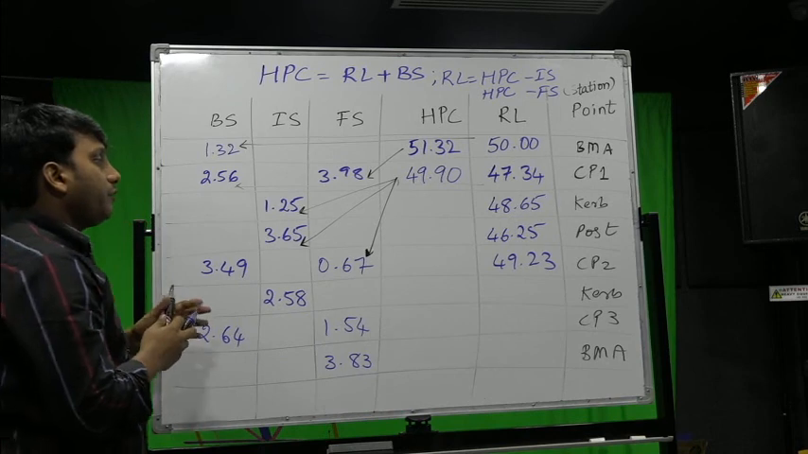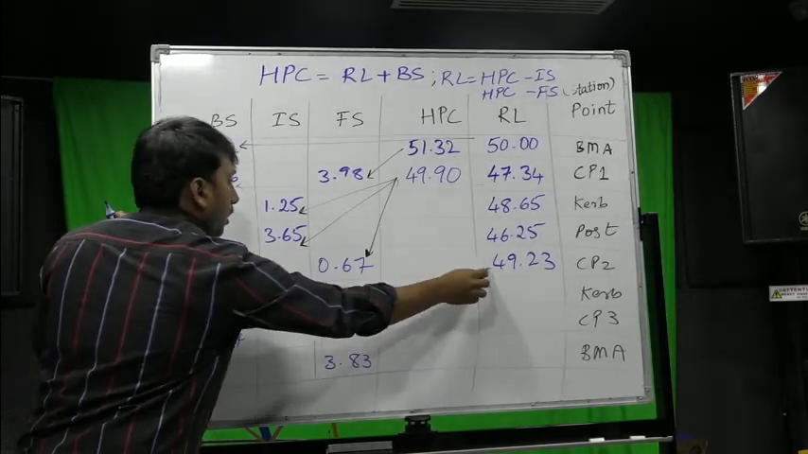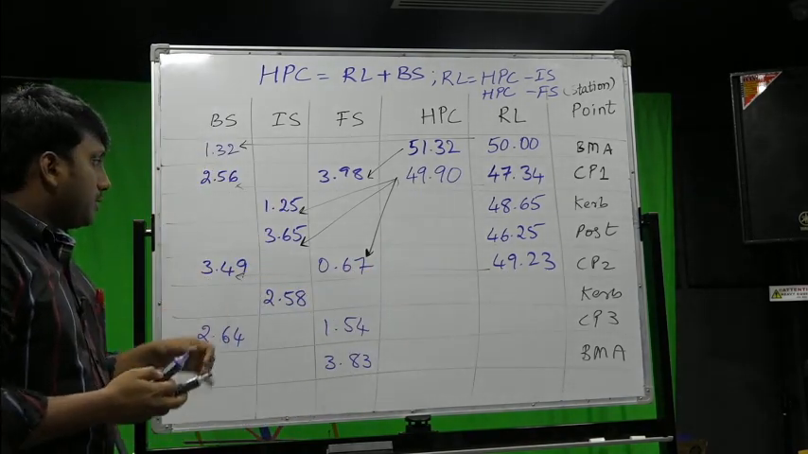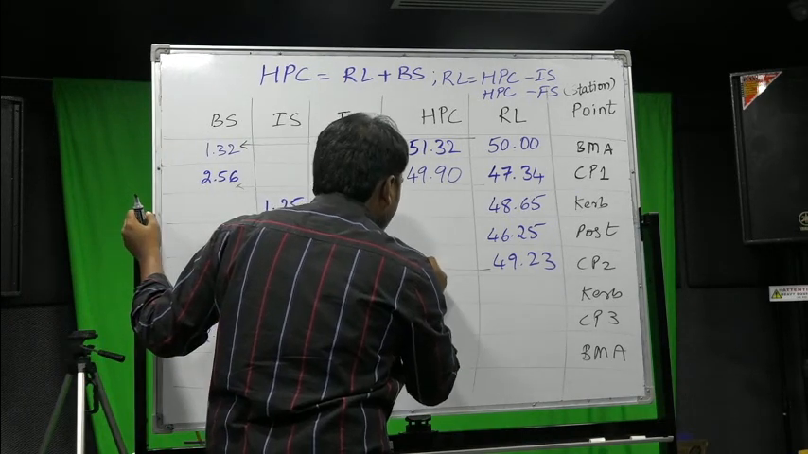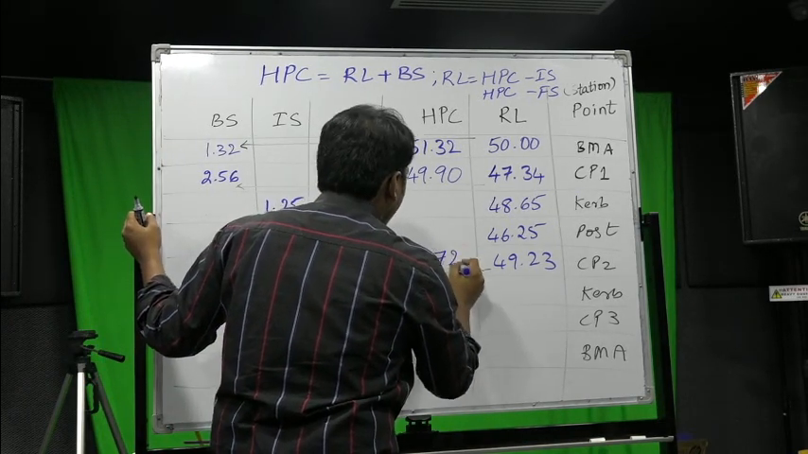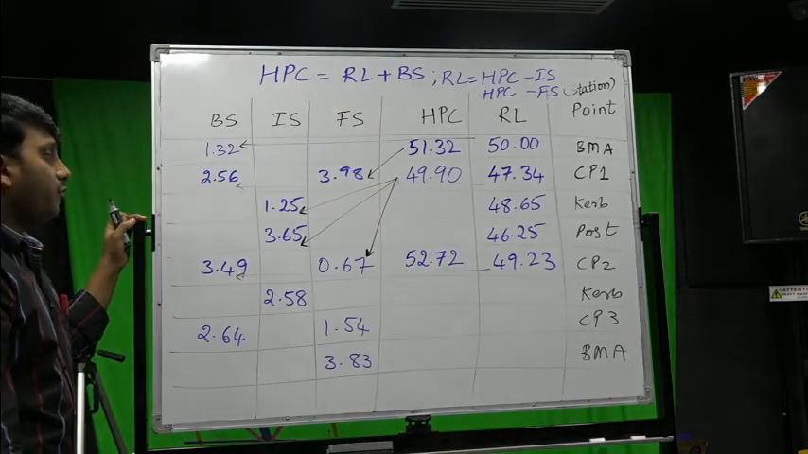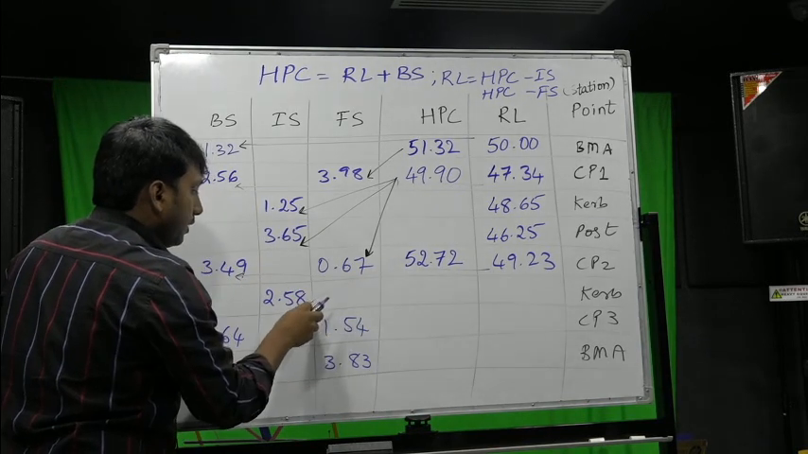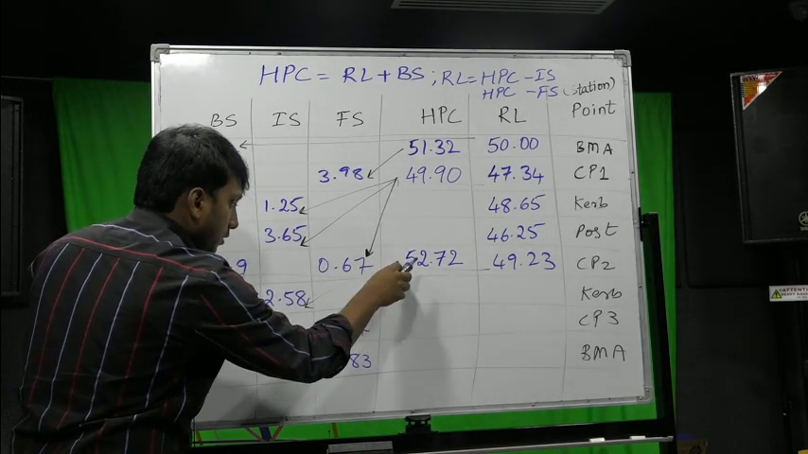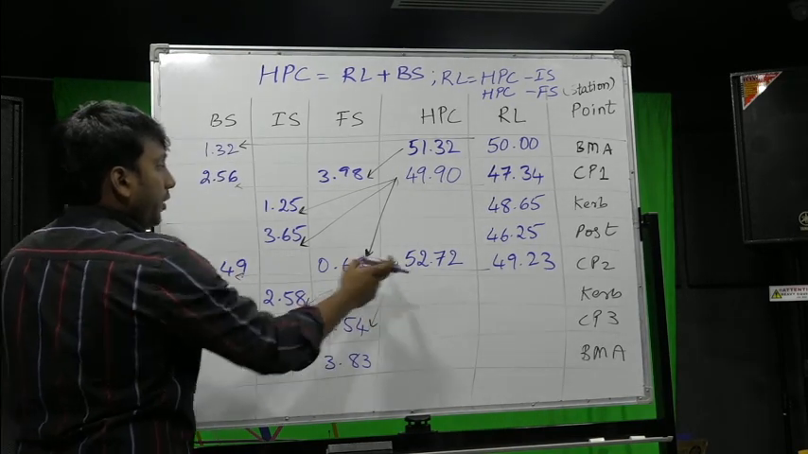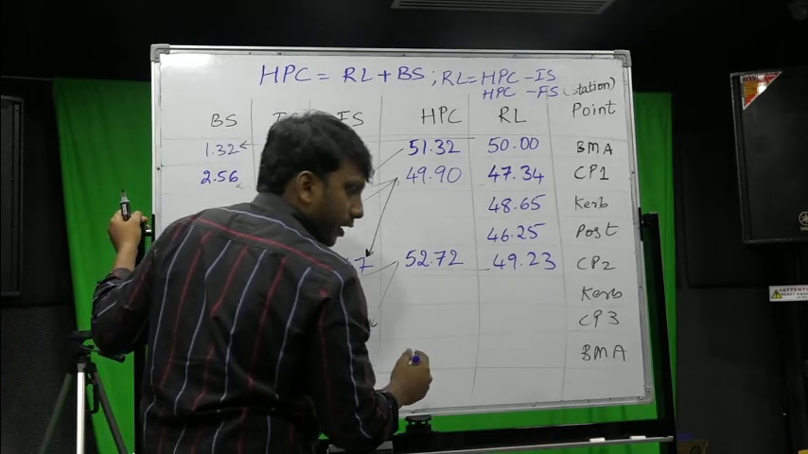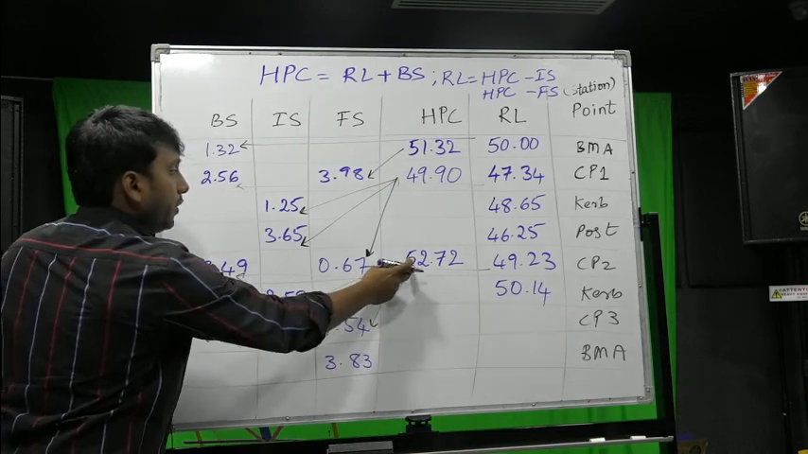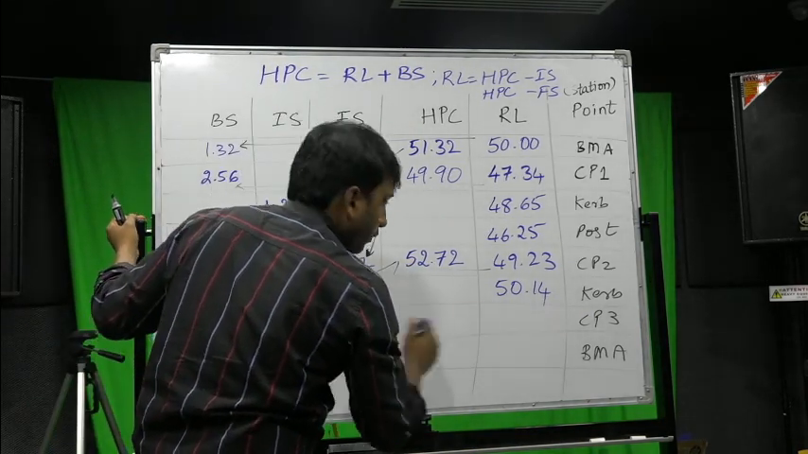Once the foresight is over, again you need to calculate the height of plane collimation. The same thing, RL plus backsight: 49.23 plus 3.49, the value is 52.72. Once you got the height of plane collimation, to calculate the RL of curb, again do HPC minus intermediate sight, HPC minus foresight. So 52.72 minus 2.58 gives you 50.14. So RL of CP3, 52.72 minus 1.54, it's 51.18.